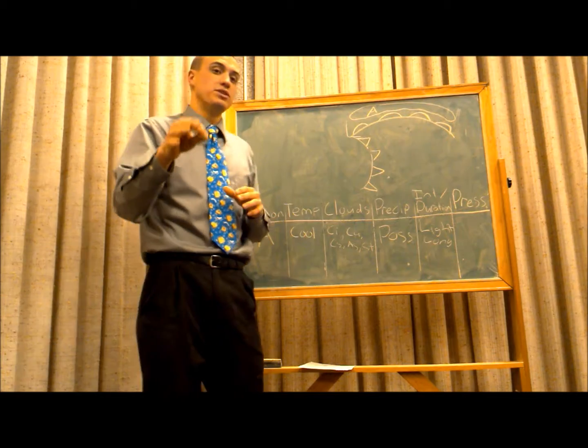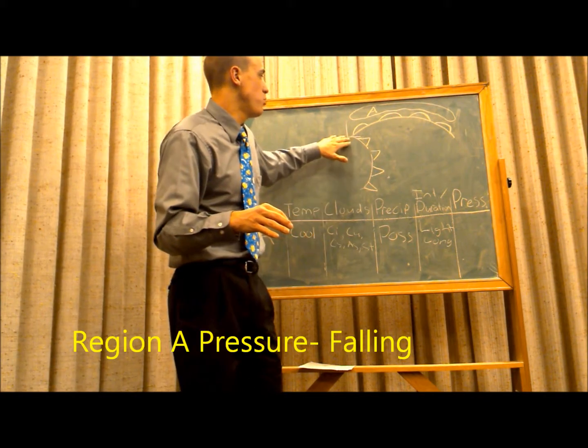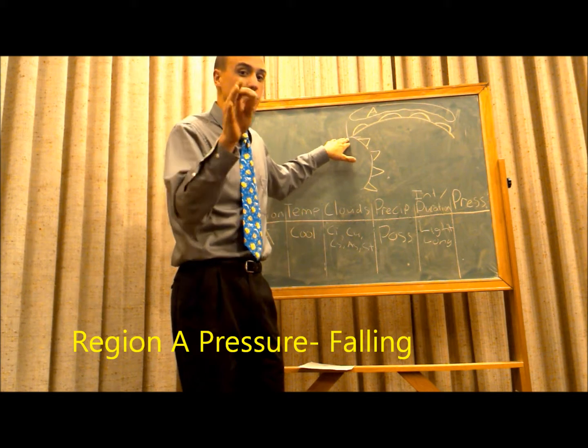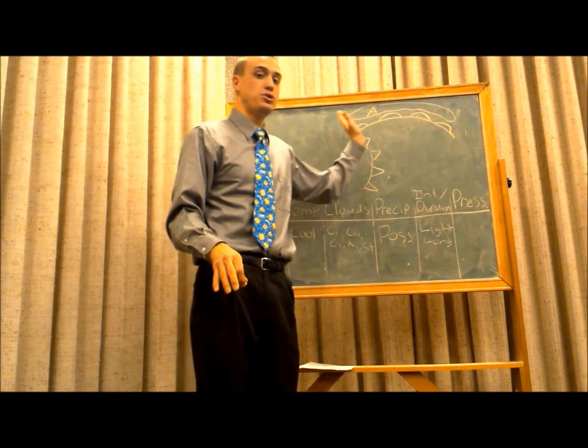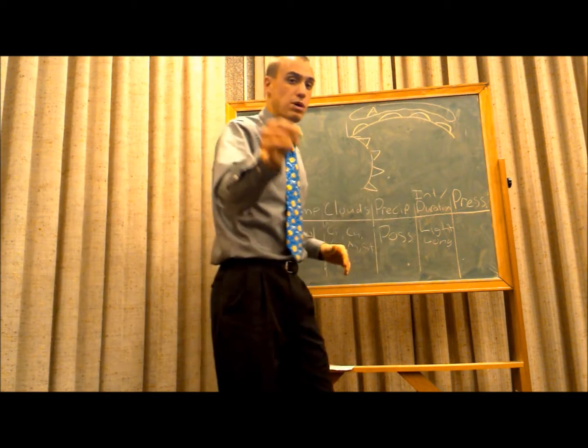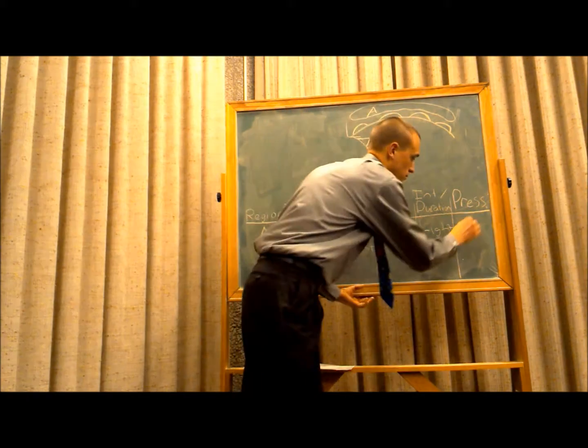Now the pressure of this system is falling. And why is it falling? Because the low pressure system that's connected to the open stage of the mid-latitude cyclone here is getting closer to Section A. So I'm going to represent this falling of pressure by a down arrow.